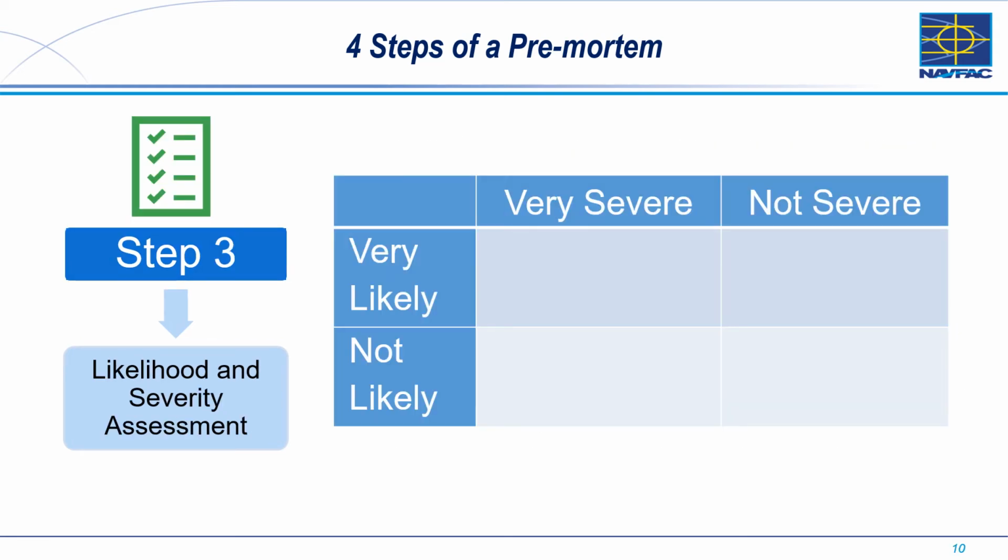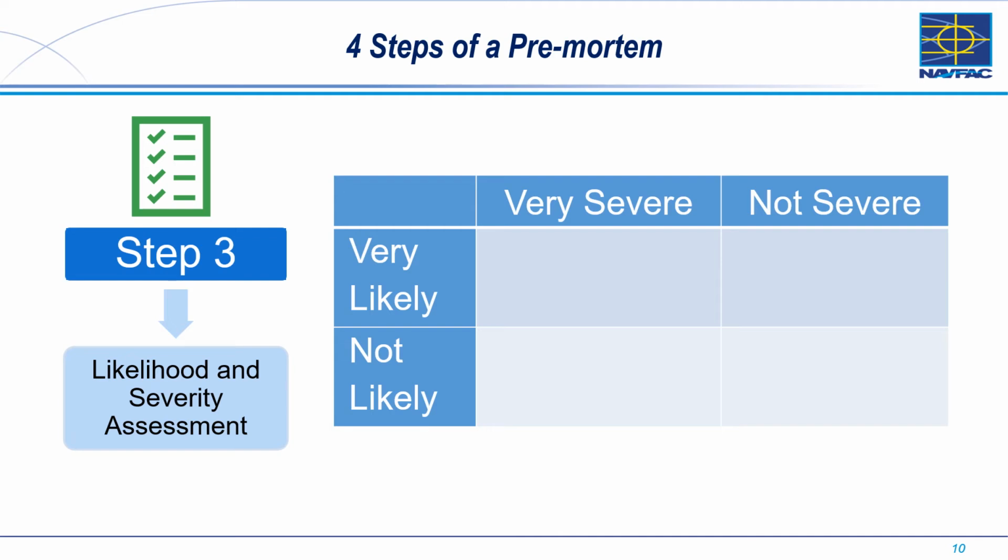The third step in the pre-mortem process is to use a matrix to assess the likelihood and severity of the problems you have hypothesized. Place your list of items in each box according to the problem's likelihood and severity. A likelihood severity matrix helps us prioritize which problems we will solve. The different boxes have different follow-up steps.